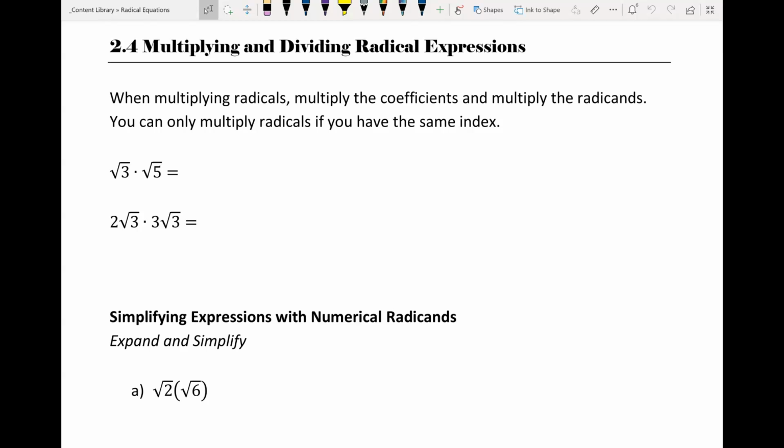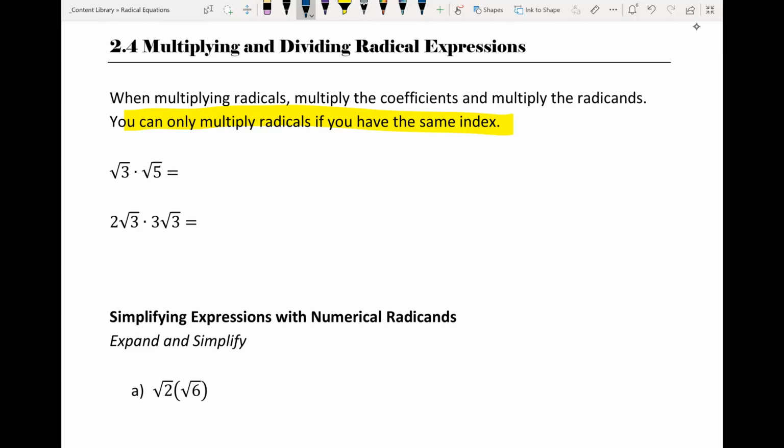When multiplying radicals, you're going to multiply the coefficients, just the coefficients, and then multiply the radicands. And you can only multiply radicals if you have the same index, and you cannot do it otherwise. So if you have the square root of 2 multiplied by the square root of 2, that is fine. But if you have the square root of 2 multiplied by the cube root of 2, then you can't multiply them together.